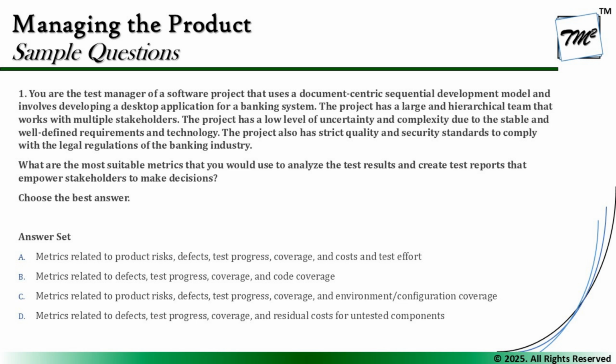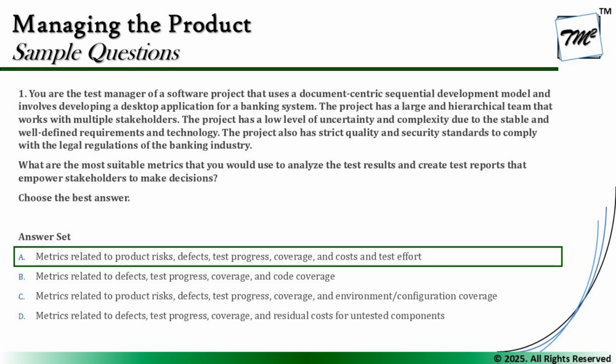So even if you just look at this, we understand that there's an option which is covering all the primary dimensions, right? That's where I can easily say that the right answer is A, metrics related to product risk, defect, progress, coverage, cost, and test effort, right? Which turns out to be the most primary dimensions.